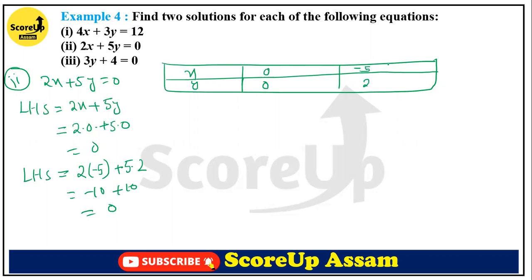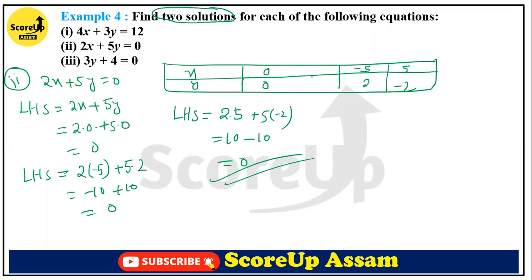So we can get another solution. Though it is asked only 2 solutions, we can get infinitely many solutions. Let me show you another solution. If we put x as 5 and y as minus 2, then it is 10 minus 10 is 0. So here x is plus 5, y is minus 2. So there are infinitely many solutions. Yes, you can put any number. See, you can put any number.